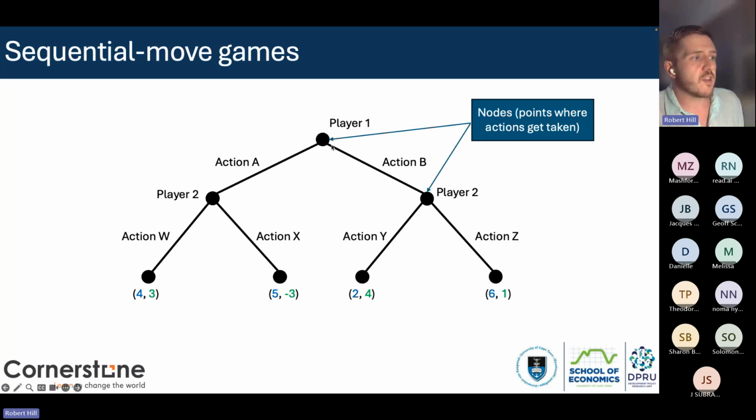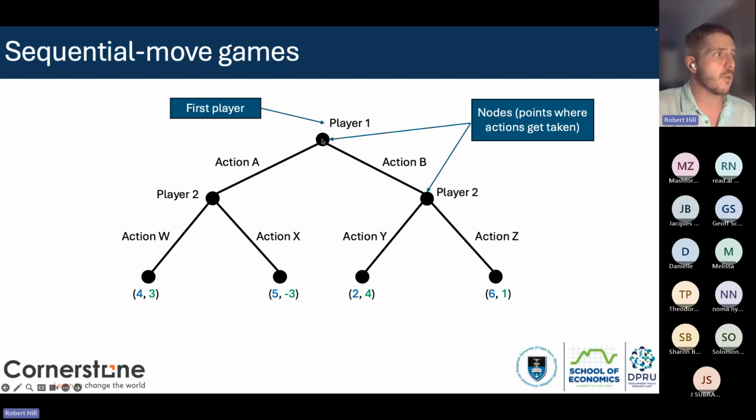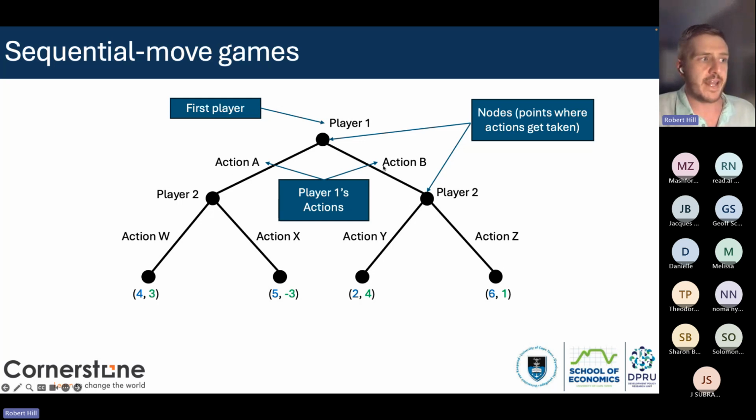And we start off with these dots, which are called nodes. A node is just basically a fancy word for a point where actions get taken. So at this circle up here, somebody needs to take an action, and we label it to say, well, player 1 is our first player who will take an action at that point. The actions that player 1 is able to take will then descend from that node, right? So action A and action B are player 1's actions that they're able to take from that node. These are, in essence, like player 1 strategies, right?